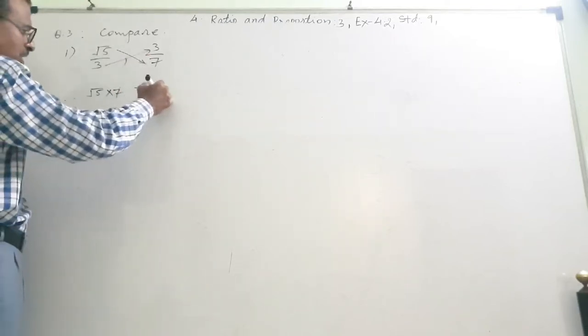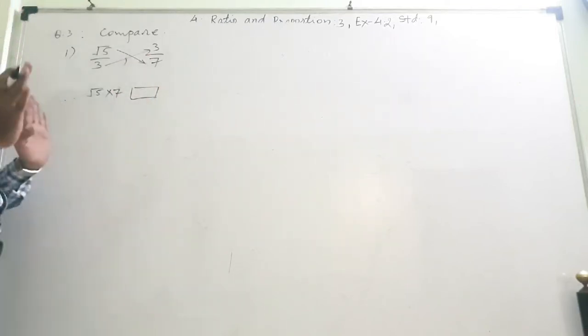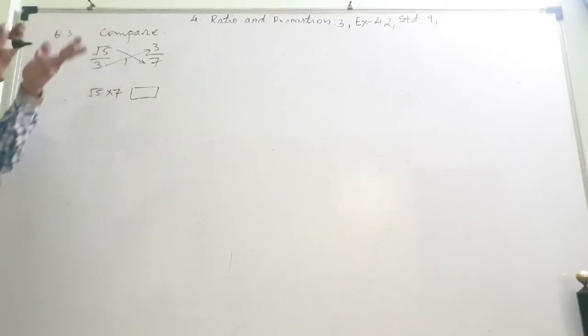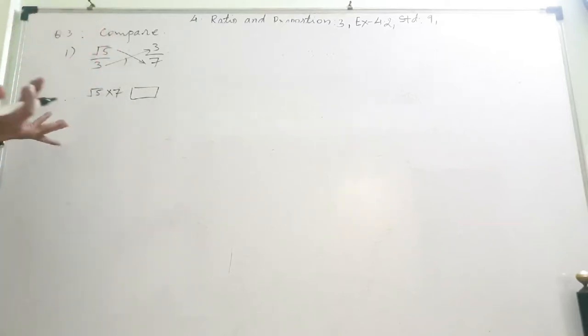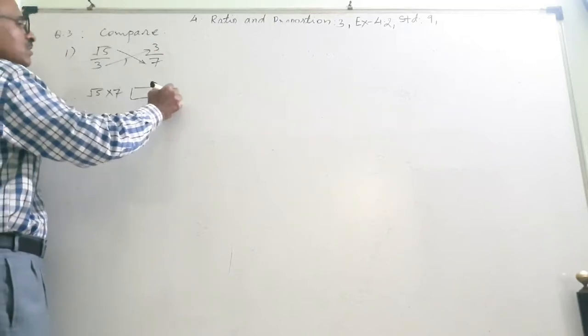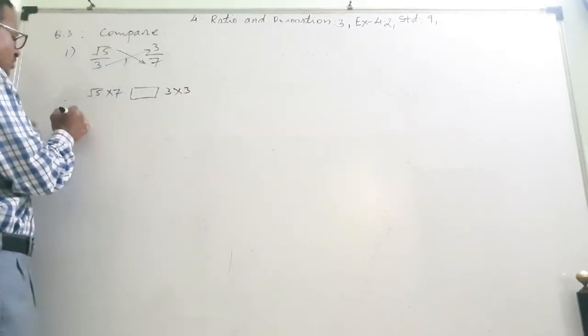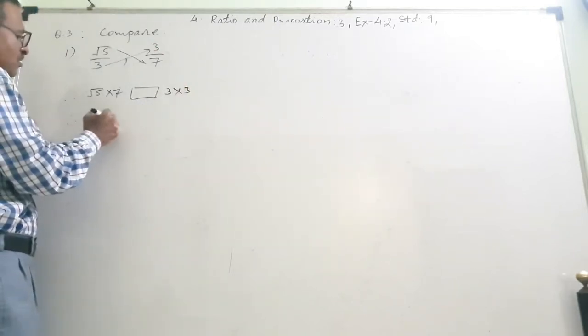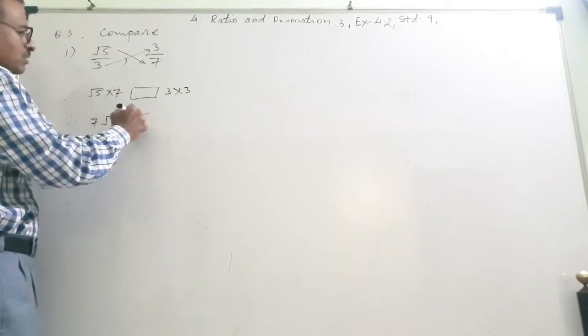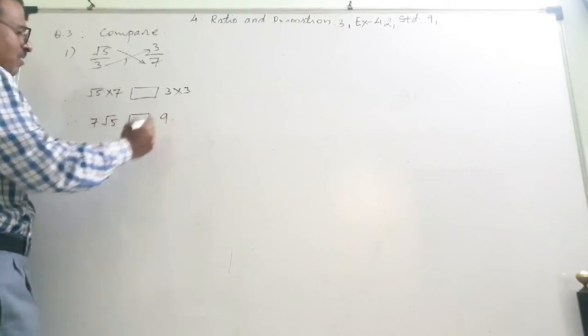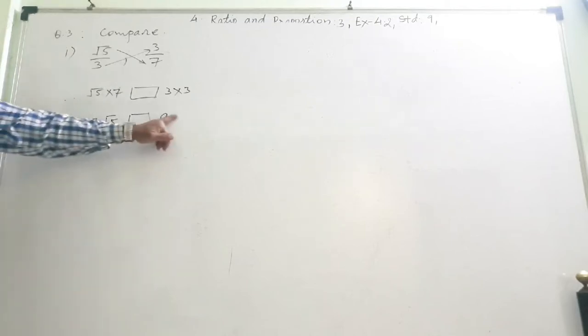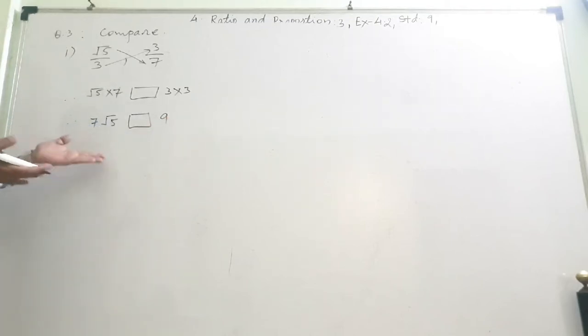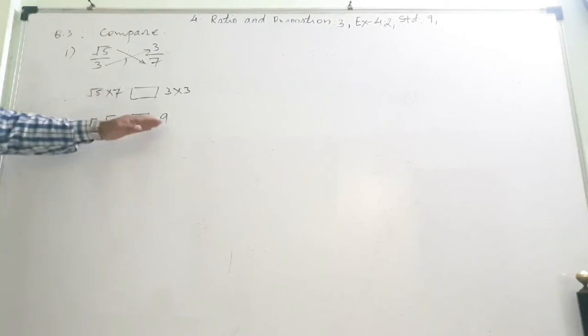Now this, put here a box. Which is greater, which is smaller, that we don't know. Compare means which is greater, which is smaller, or whether they are equal. And this cross 3 into 3. Therefore, this is 7 root 5, box, this is 9. Now, which is smaller, which is greater, from here I cannot say anything because there is the root. Root 5, I don't know the value. If I multiply this, then I can compare this.